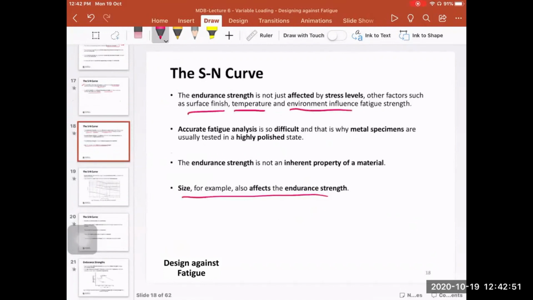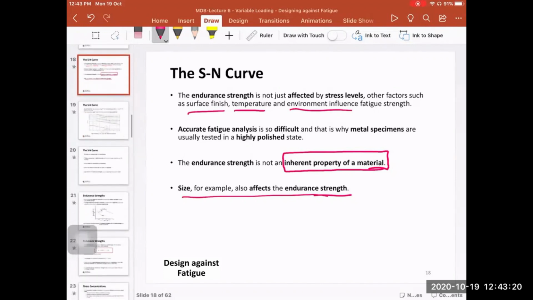This just means one thing: endurance strength of the material is not an inherent property of the material. It's not similar to the elastic modulus, for example, or the yield strength. So in this case, we have to take those factors into account when we calculate or measure the endurance strength of the material. And you will see how we are going to take those factors into account.